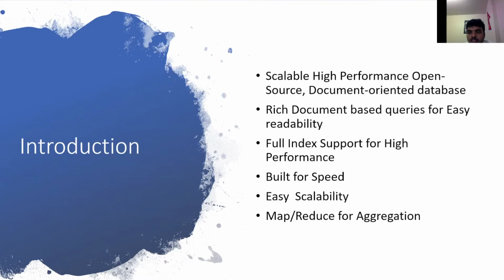Rich document-based queries for easy readability. Full index support for high performance. So if we combine these two points, it means that MongoDB uses this index. So every row in MongoDB has an index attached to it. So this makes the searching of data easier and faster.